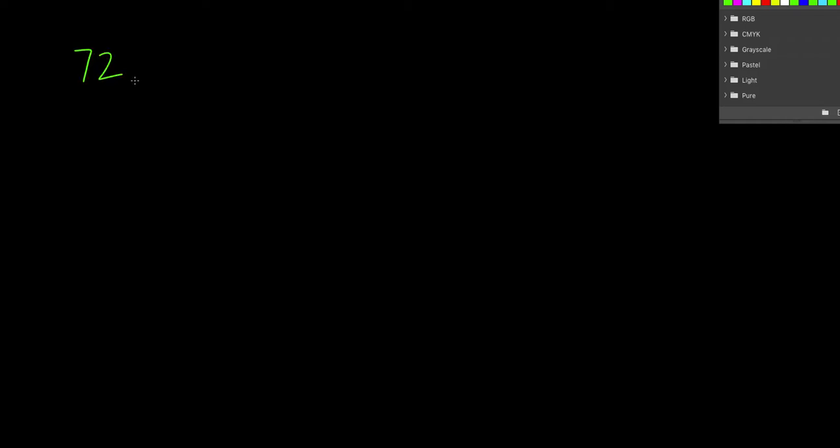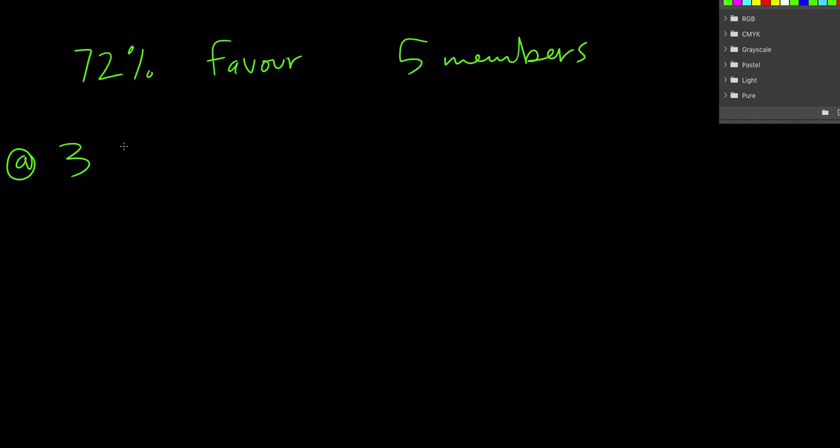Okay, so we have 72% of union members are in favor of a certain change to their conditions of employment. So these are in favor. A random sample of 5 members is taken. Part A, we want to find the probability that 3 members are in favor of the change. So if we randomly select 5 people, how confident are we that 3 are in favor? So this is 3 exactly.